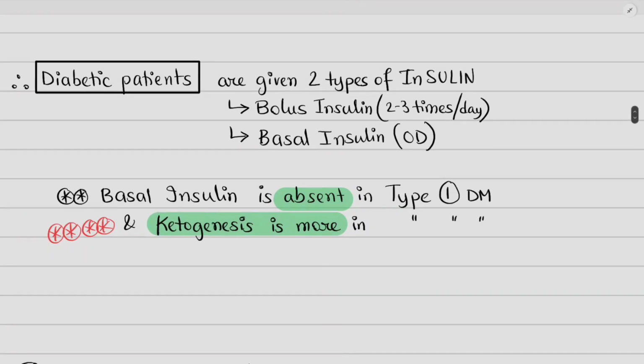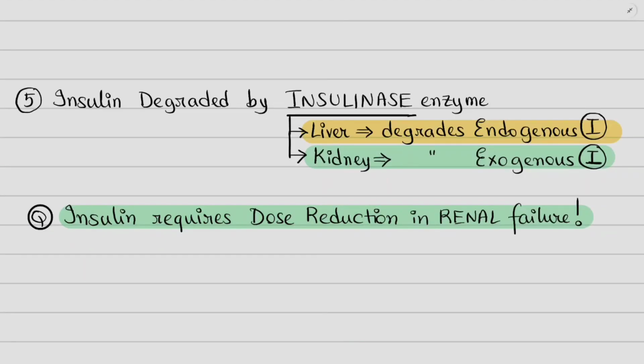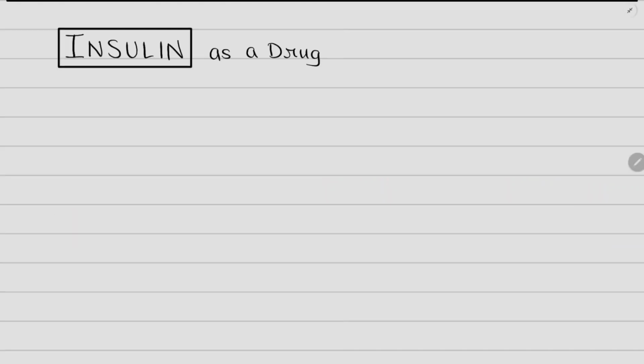Now remember that basal insulin is absent in type 1 diabetes. In type 1 diabetes, the beta cells of pancreas are already damaged. Therefore, basal insulin is also absent and ketogenesis is more in type 1 diabetes. Insulin is degraded by insulinase enzyme. Now this enzyme is present in liver and kidney. Liver degrades the endogenous insulin produced by the body and kidney degrades the exogenous insulin which is given from outside the body. Since you know the location of the insulinase enzyme, always remember that insulin requires dose reduction in renal failure.